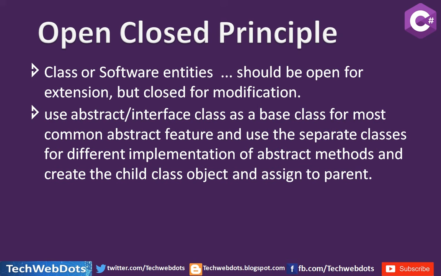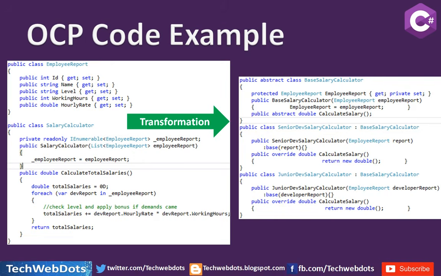We can use abstract classes or interfaces as a base class for the most common abstract features, use separate classes for different implementations of abstract methods, and create a child class object and assign it to the parent. Remember this: create a child class object and assign it to the parent. Let's have a look in a practical.